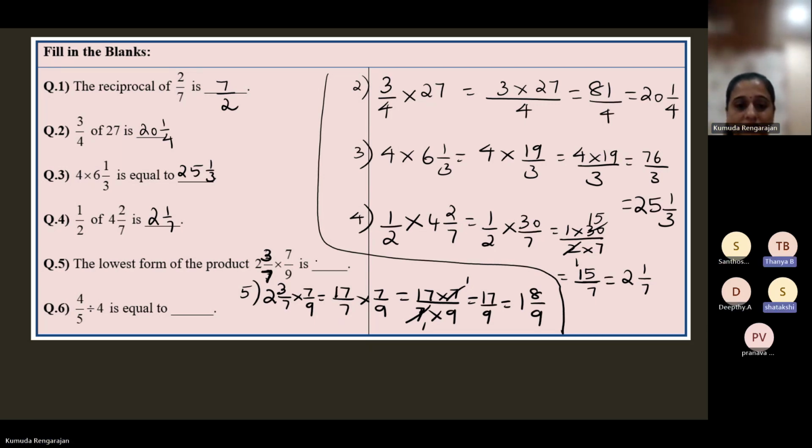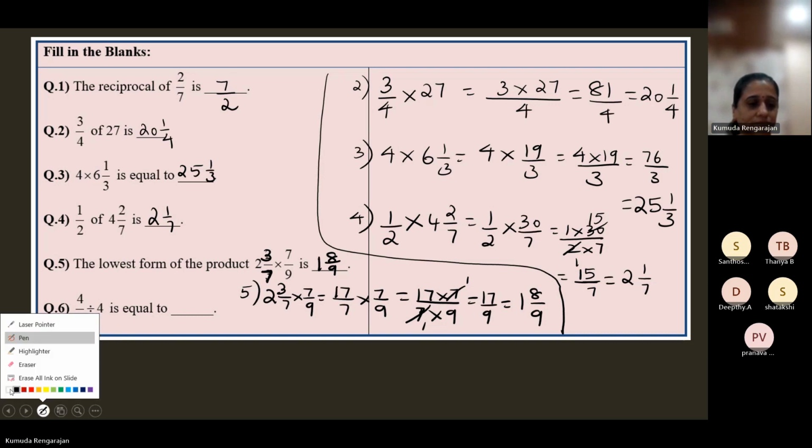Yes, ma'am. Very good. Ma'am, I didn't do it in mixed fraction, is it fine? Oh, you didn't do. No, no, no. Always convert improper fractions to mixed fractions. Supposing this was an MCQ, then if among the options you have 17 by 9, you have to choose that. Otherwise, you'll have to always convert improper fractions to their mixed form.